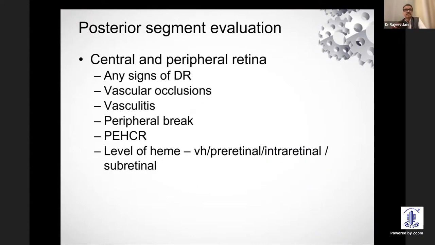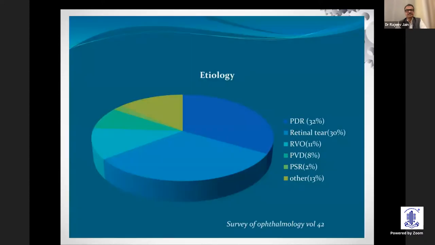And posterior segment evaluation, if it's a total vitreous hemorrhage, a lot of times we are able to see the superior periphery. And if the vitreous hemorrhage is not complete, we might be able to see areas of vascular occlusion, vasculitis, and peripheral break. If possible, it's always better to see whether the hemorrhage is preretinal, intraretinal, or subretinal, because if it is present in all these three planes, then most probably it's a bleed from a macroaneurysm.